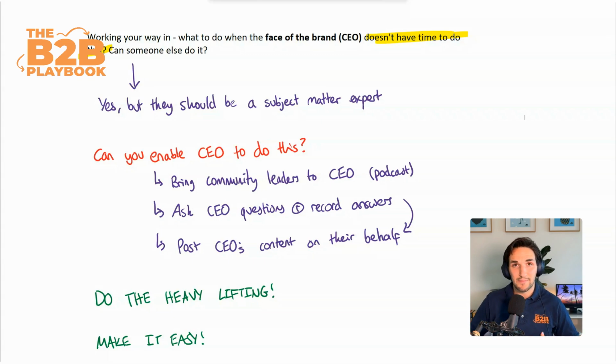So your job as the marketer internally for a business like that is to try and make life as easy as possible for your subject matter expert or for your CEO to do this work. So think about, how can you enable them to do this? Can you bring people from those Dream 100 to your CEO on a podcast that your company creates, for example? Can you ask your CEO questions and record their answers to take up as little time as possible, but still get their face and name and ideas out there?